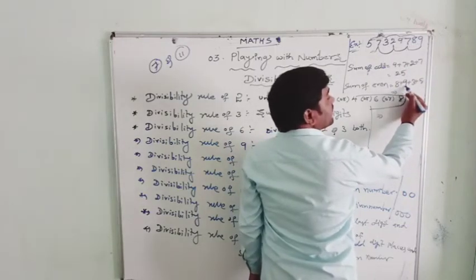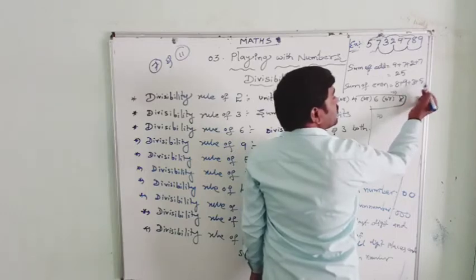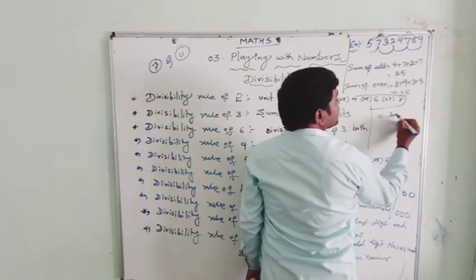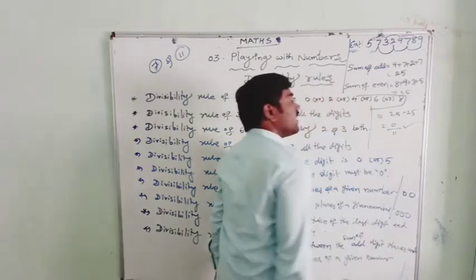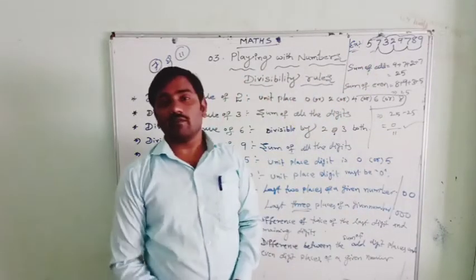So 8 plus 9 is 17. 17 plus 3 is 20, 20 plus 5 is 25. Now find the difference. 25 minus 25 equals 0. That 0 is divisible by 11, and the complete number is divisible by 11.